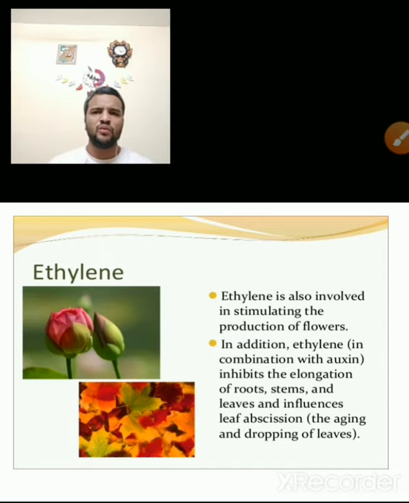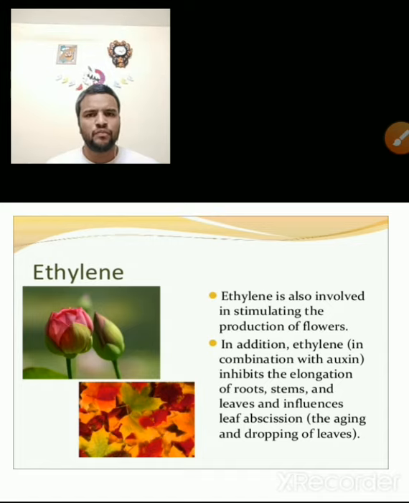Ethylene is also involved in stimulating the production of flowers. In addition, ethylene in combination with auxin inhibits the elongation of roots, stems and leaves, and influences leaf abscission, the aging and dropping of the leaves. Aging and dropping of the leaves is also a kind of excretion in the plant. In the last chapter we talked about excretion in plants in life processes. So this is about the growth regulators, that is growth promoters and growth inhibitors.